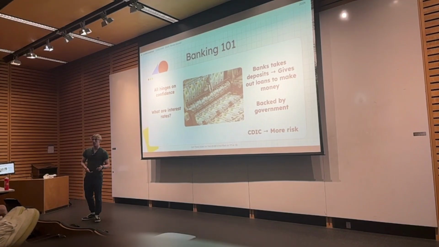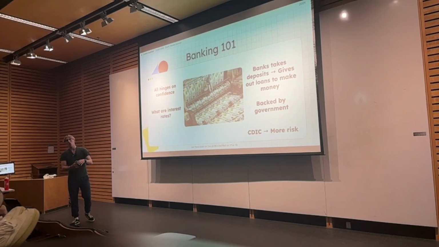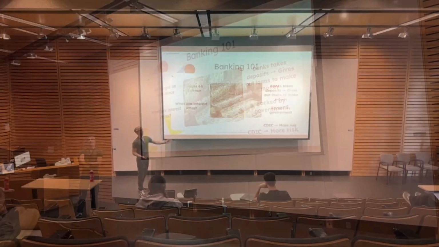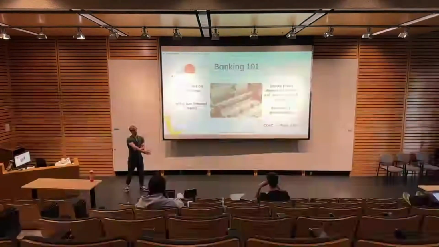And what has happened is the government introduced the CDIC, which gives us more confidence, saying that the government will guarantee a certain amount of our deposits to be safe. But because they guarantee that, banks can now take riskier loans, loan out more money, keep less reserves, because they know that they're backed by the government. So banks can now take more risk because they know, oh, we have this fail-safe.